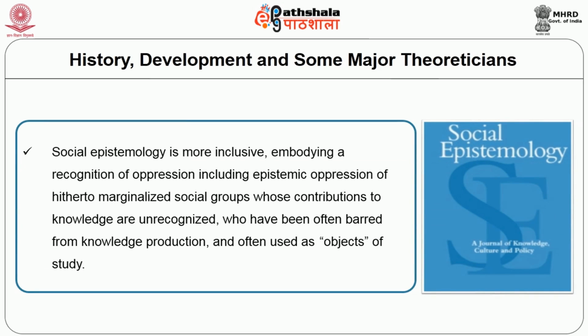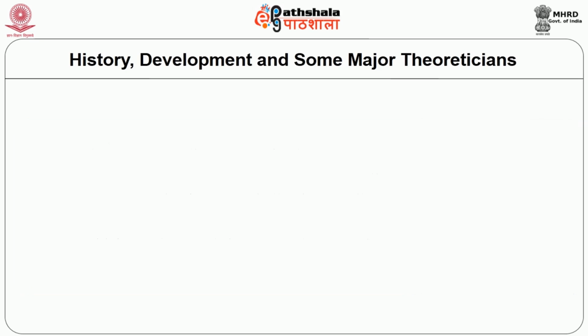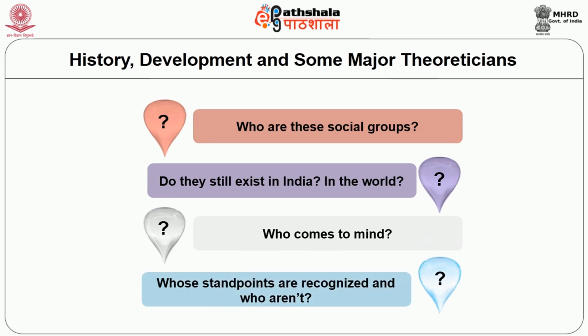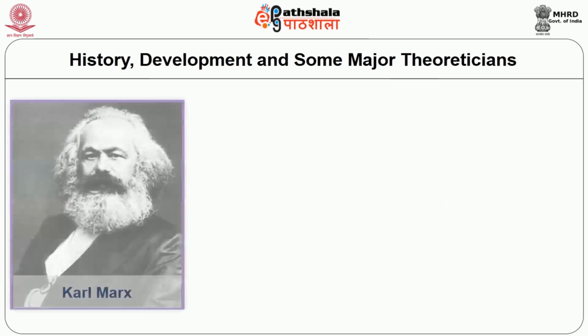Social epistemology is more inclusive, embodying a recognition of oppression, including epistemic oppression of hitherto marginalized social groups whose contributions to knowledge are unrecognized and who have often been barred from knowledge production, often used as objects of study. Who are these social groups? Do they still exist in India, in the world? Who comes to mind? Whose standpoints are recognized and whose aren't?